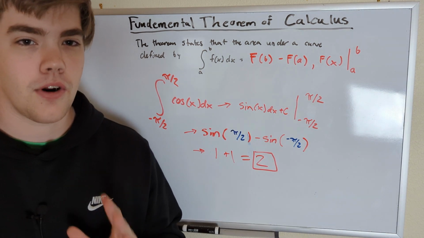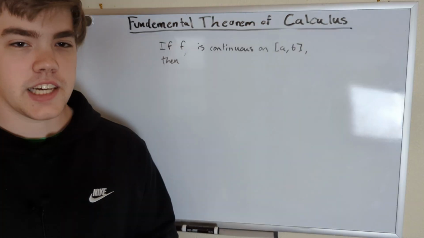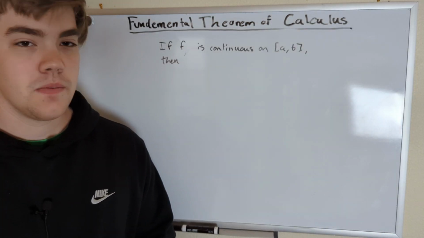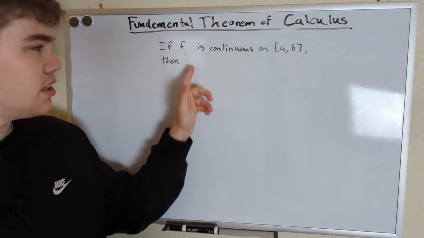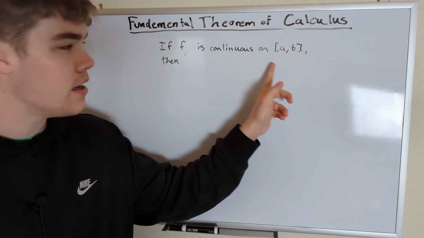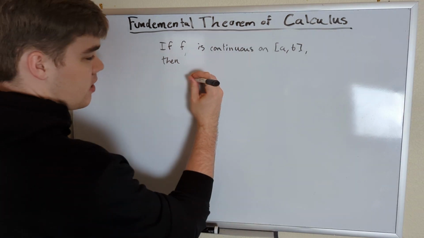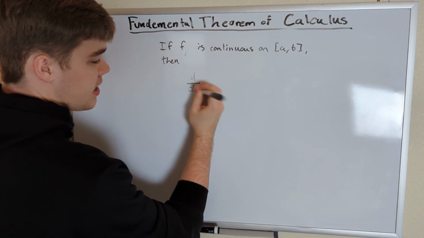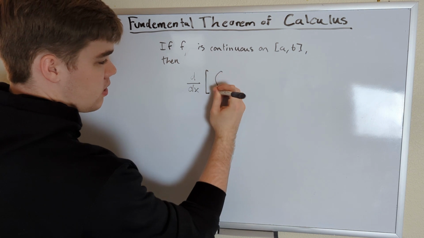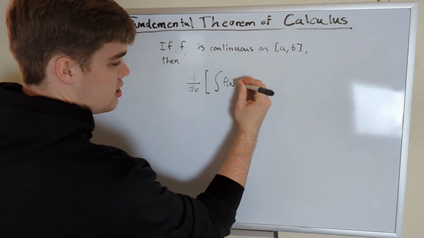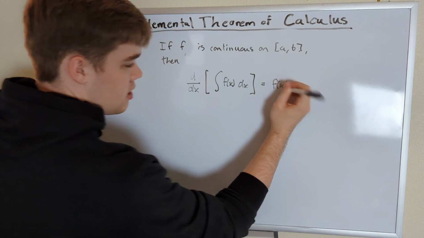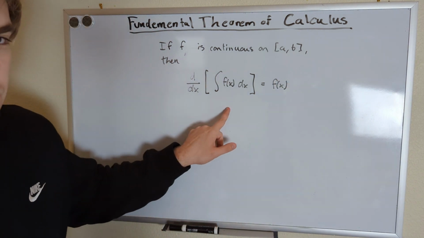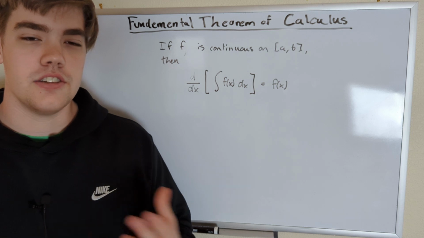Now let's talk about the other part of the fundamental theorem of calculus. The second part of the fundamental theorem of calculus states that if f, our function, is continuous on a to b with the closed brackets, then taking the derivative, or in this case d dx, of our integral of f of x dx is just equal to f of x. In other words, the derivative undoes the integral, and the integral can undo the derivative.